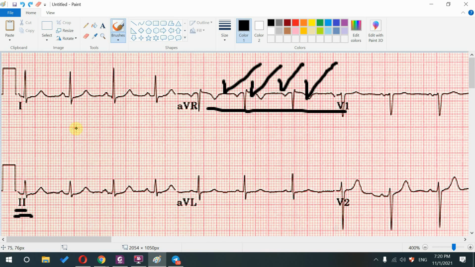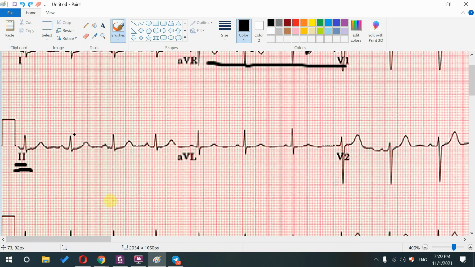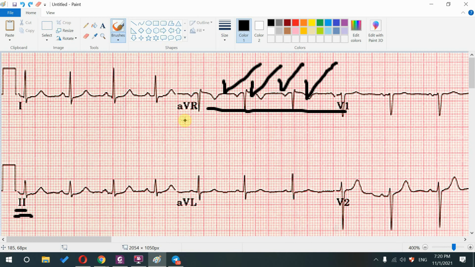So step number one, I hope somebody is writing these. If you can write it in the chat, it will be great. Step number one, you check the aVR. All of the waves should be negative. Step number two, P wave. P wave should be present before the QRS complex. So you look at the QRS complex and you check the wave before it.